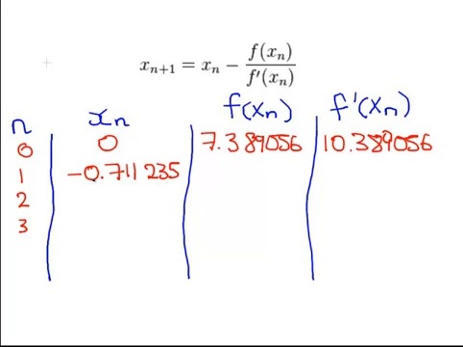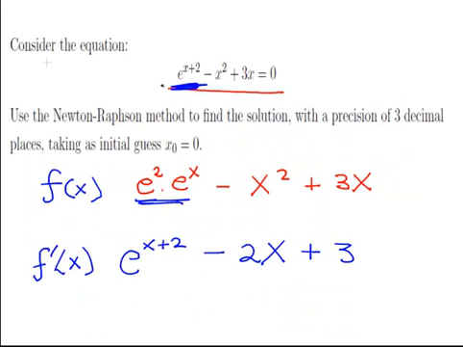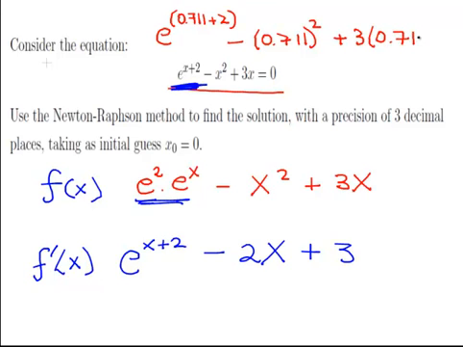Now we're going to evaluate this minus 0.711235 in our function. After a bit of calculator work, we should get 0.9888746. Just to be clear, where does that come from? It's what happens when I put in minus 0.711 into e to the power of x plus 2 minus x squared plus 3x. I'm only using 3 decimal places there just for the sake of screen space.